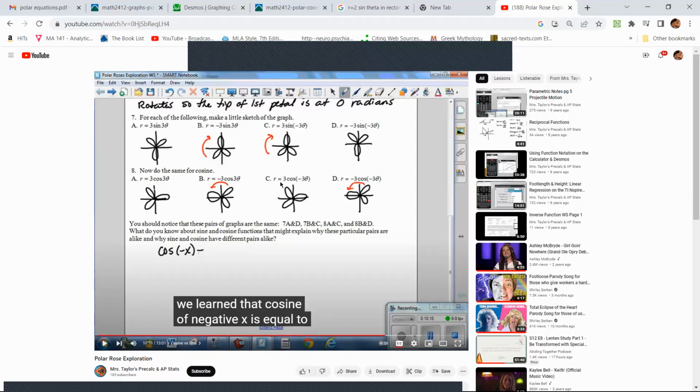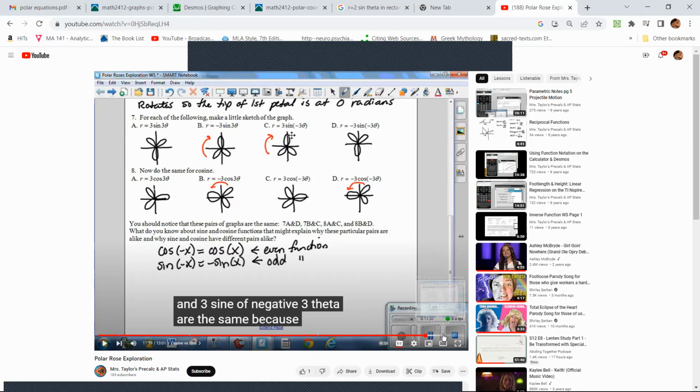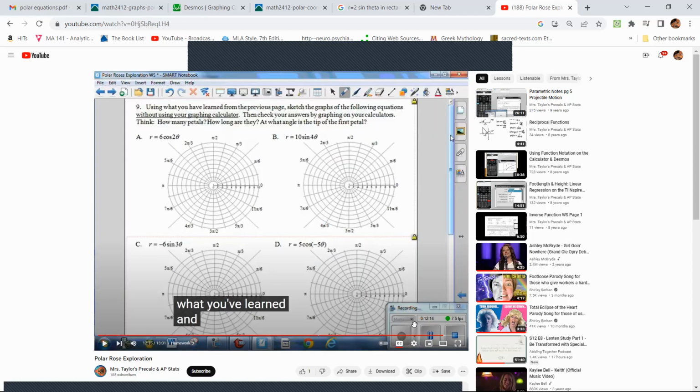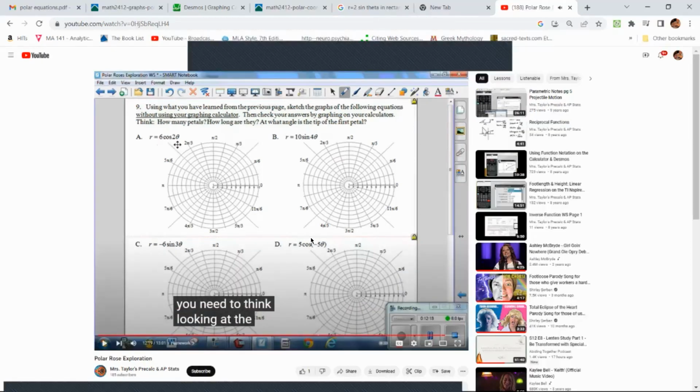Now here, notice she made the angle negative. But cosine is an even function, so that doesn't change the way this looks. There are some kinds of symmetry that take place with that, and she goes into that a little bit. Then she has you see if you can figure out how to do these without a graphing calculator.